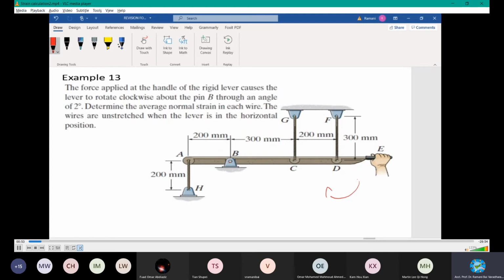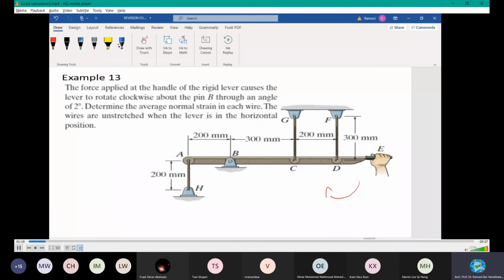Now we are going to do the strain. Last time was all about stress. Now the second factor that we learn is strain. How much is the strain in each wire? The wires are unstretched when the lever is in the horizontal position. Do you understand the question?